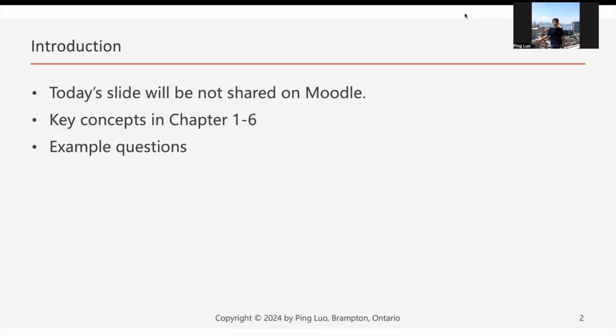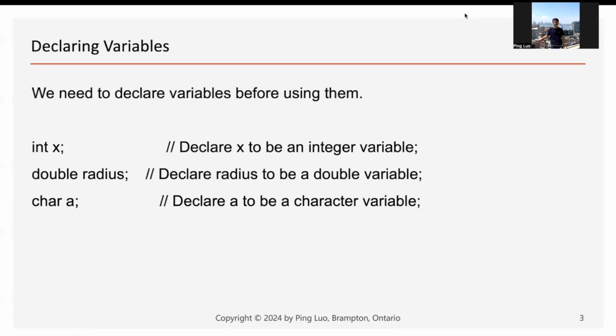We will also show an example question on how to code. At the very beginning of the course we learned how to declare variables in Java. Basically, because we need to manipulate a group of numbers and save them into variables, depending on whether it's an integer, a floating point number or a character, we use different types of variables to declare it and save those numbers.